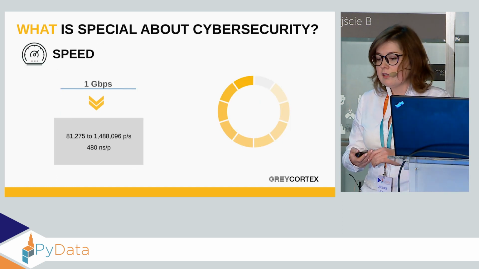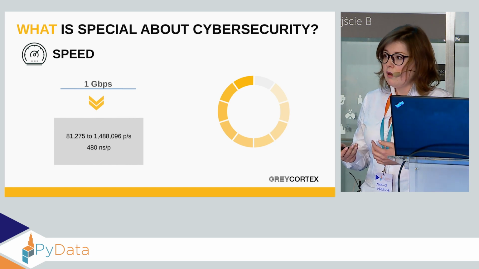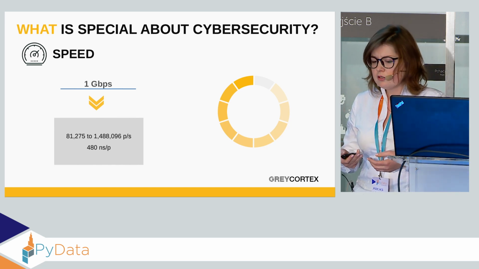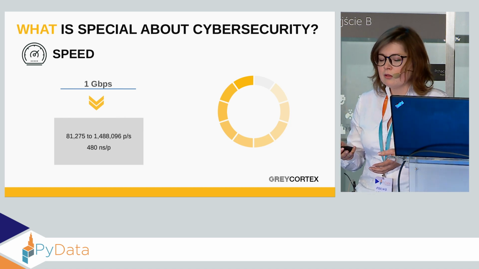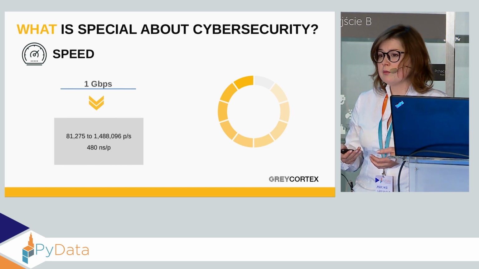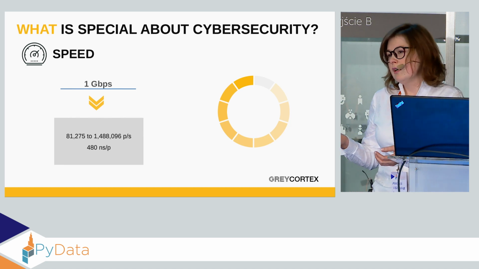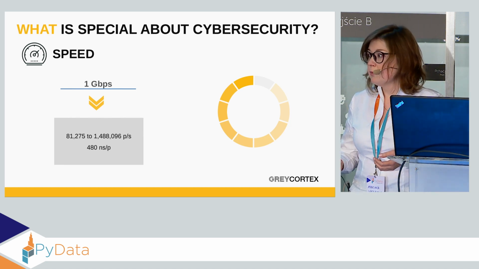And next, think about cybersecurity is a speed. For example, for a 1 gigabit channel, we have about 1.5 million packets per second to analyze. And users don't really want to wait minutes while your model gets the prediction, because users want to just click the link and get the result immediately.